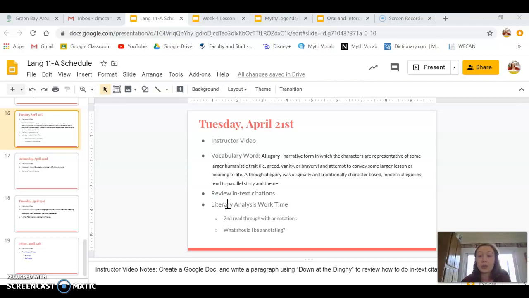Although allegory was originally and traditionally character-based, modern allegories tend to parallel story and theme, which is what we've been talking about more for the story and the theme for the allegories, for some main story representing something larger. But before this, like it says, it was traditionally character-based. So a lot of classics, they have a certain character stand for a certain trait.